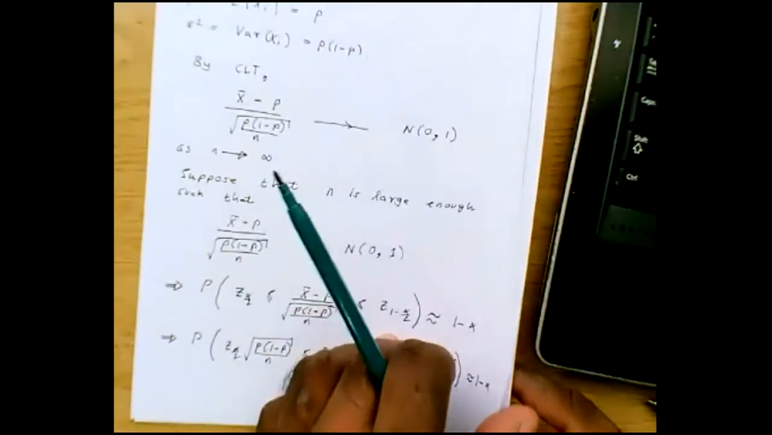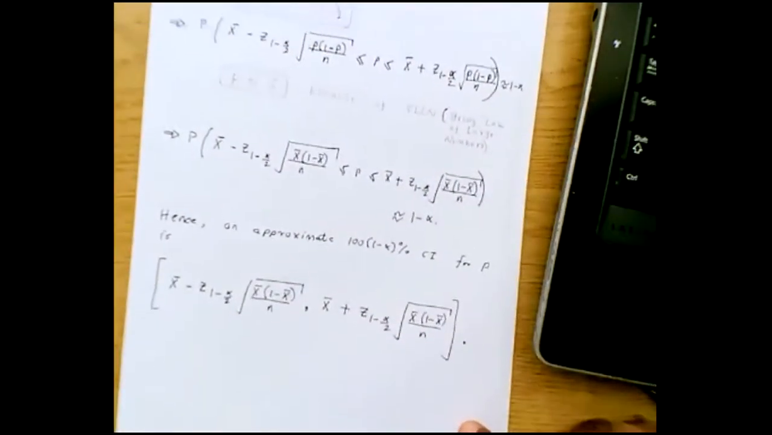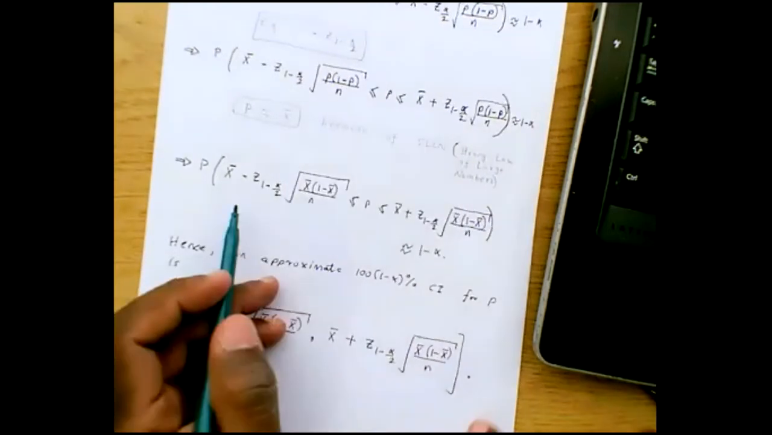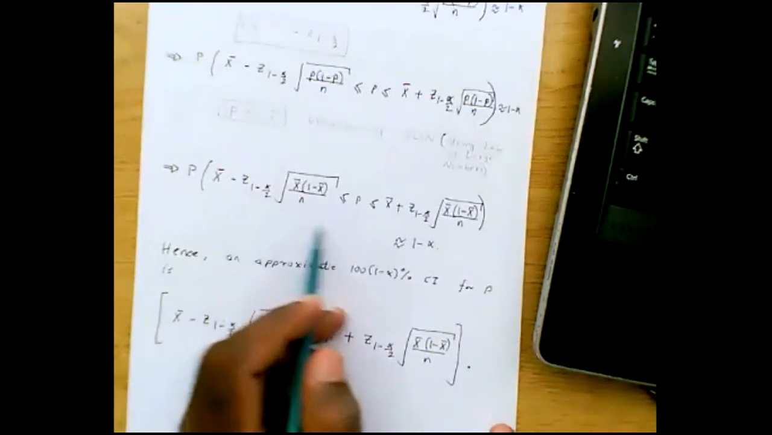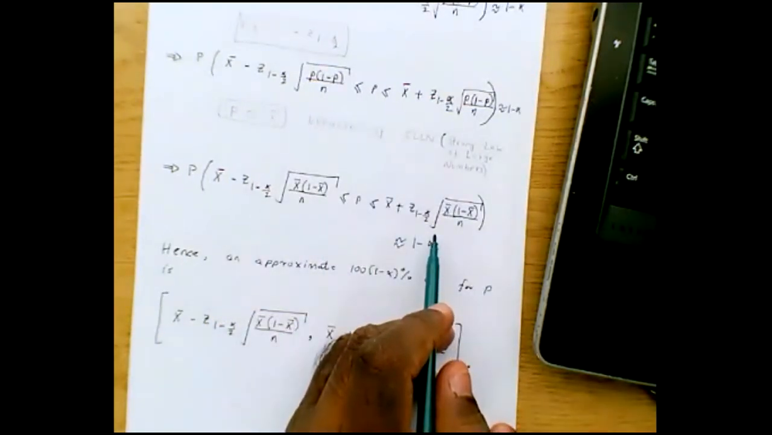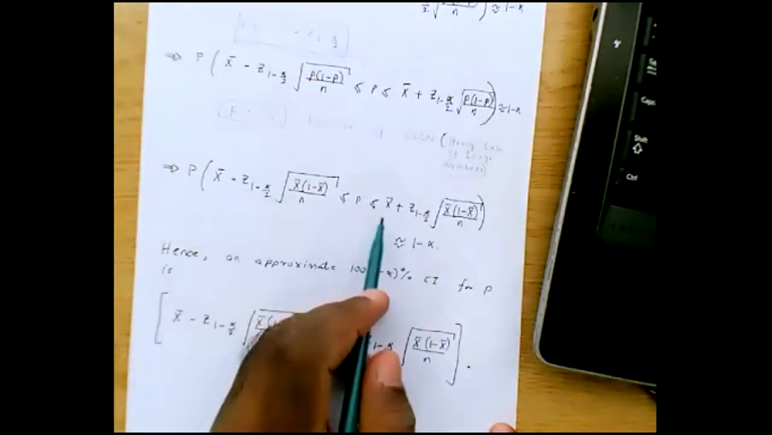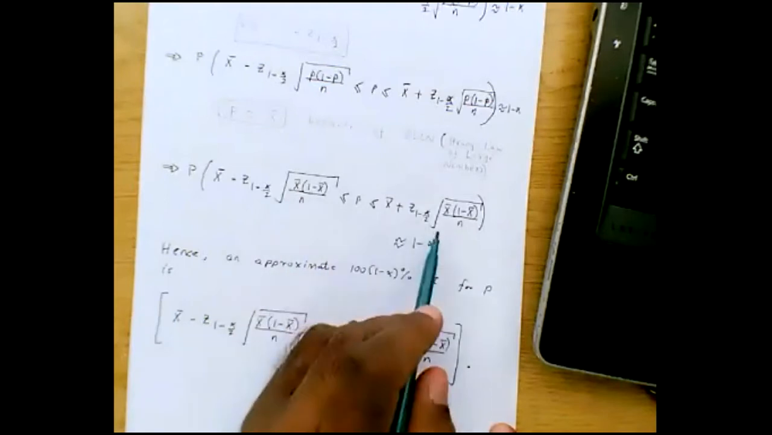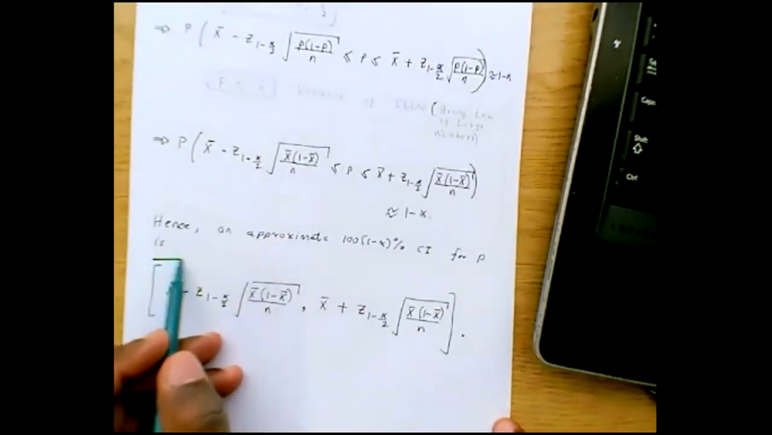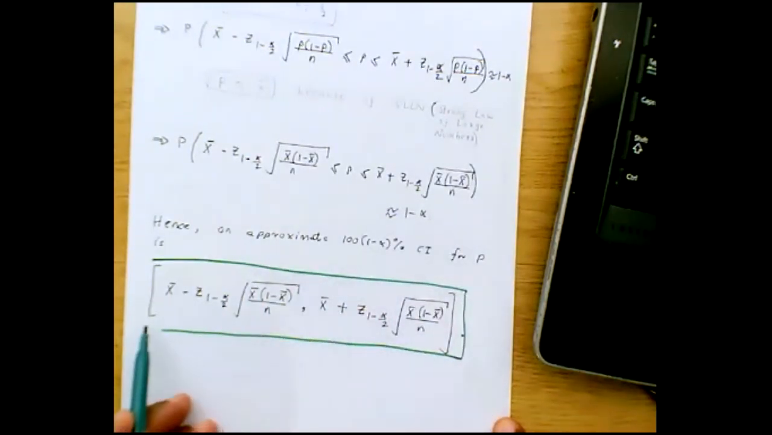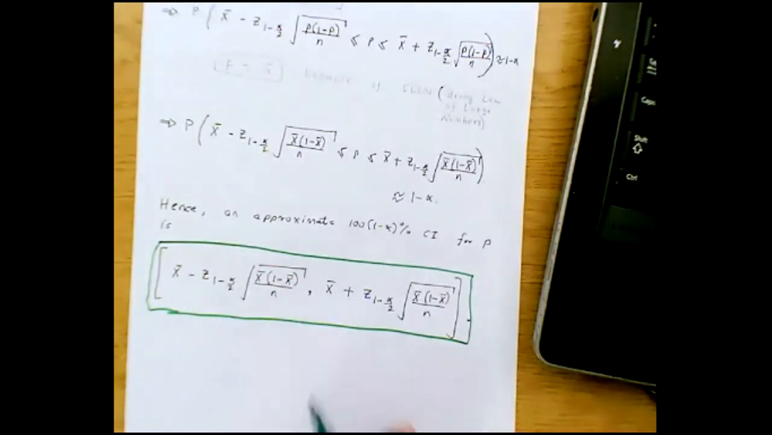And finally, after following all the steps, I hope you watched the video, you will get to this, right? What this says is that the probability that the population proportion is between these two is approximately equal to 1 minus alpha. So hence, this one is a confidence interval for the population proportion.